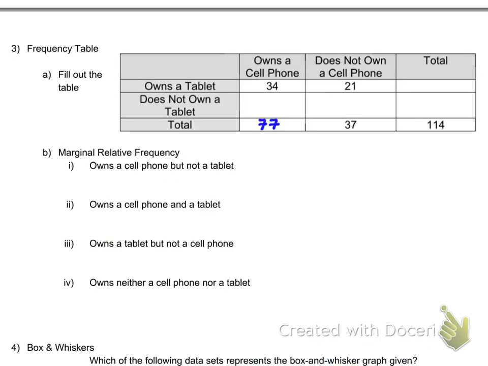All right, the next one is a frequency table. And the way this works is you see the total here and the total there. There are two different variables. It's called a two-way frequency table. There are two variables we're working with here.